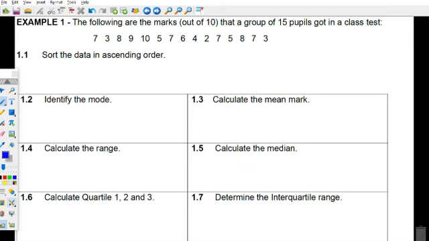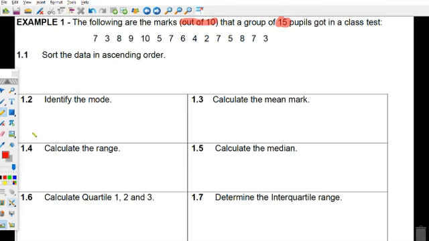Let's look at example 1. The following are the marks out of 10 that a group of 15 pupils got in a test. They said 15 pupils. What value is that? It's my N value, my population, how many people we are talking about. They said it's out of 10. Are we going to find an 11 in there? No. A 12? No. A -3? No, because you can't get negative marks in a test.